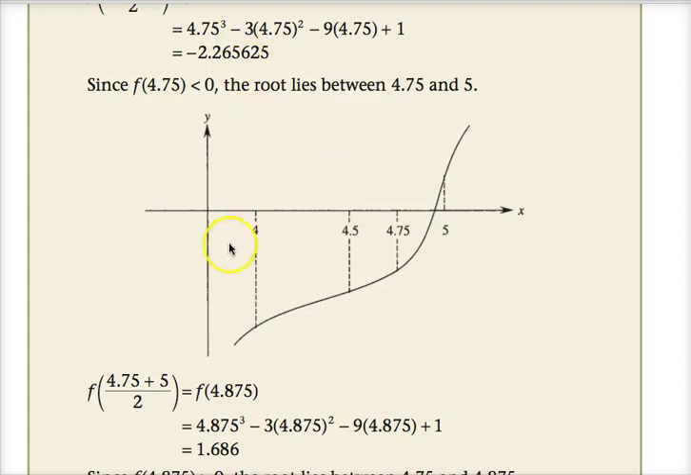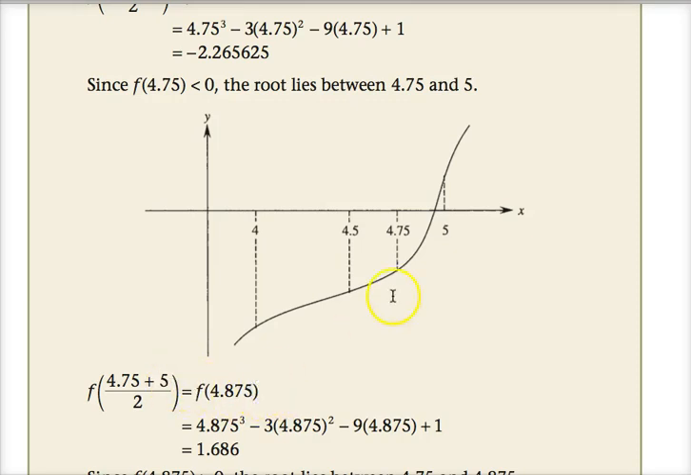So girls, f(4) we know was negative. f(4.5) was negative 9. f(4.75) is negative 2.2. It's also negative. It's not drawn to scale, but it doesn't matter. f(5) was 6. Can you see now that the root lies between 4.75 and 5? Now, let's get a better approximation again. Halfway between 4.75 and 5 is 4.875.